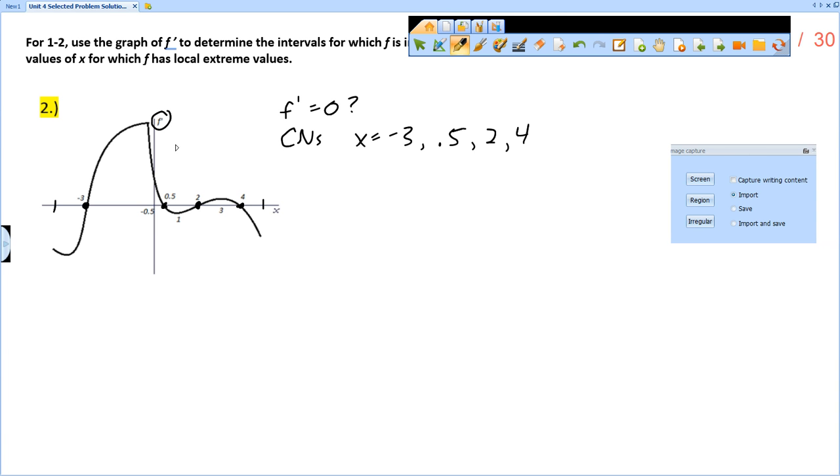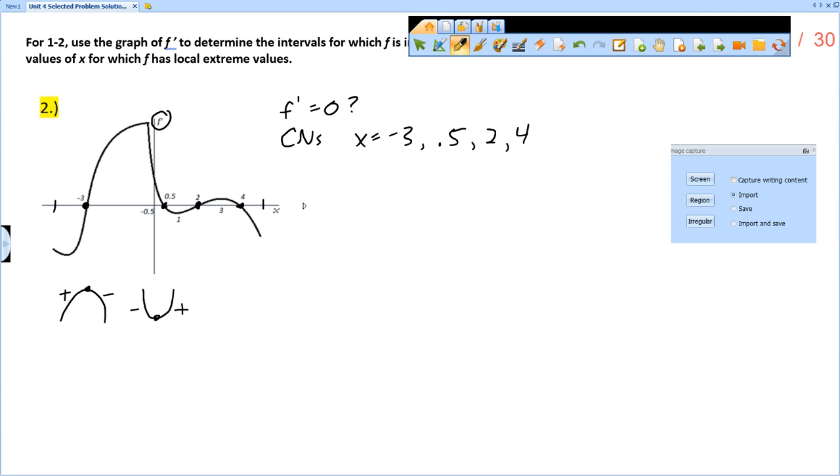All right, now, what do we know about local extreme values? We know that a local maximum occurs when the derivative changes from positive to negative, and a local minimum occurs when the derivative changes from negative to positive, right? Now remember, whenever the graph is negative, it is decreasing. Whenever it is positive, it is increasing. Remember, whenever f prime is negative, the original graph f would be decreasing.